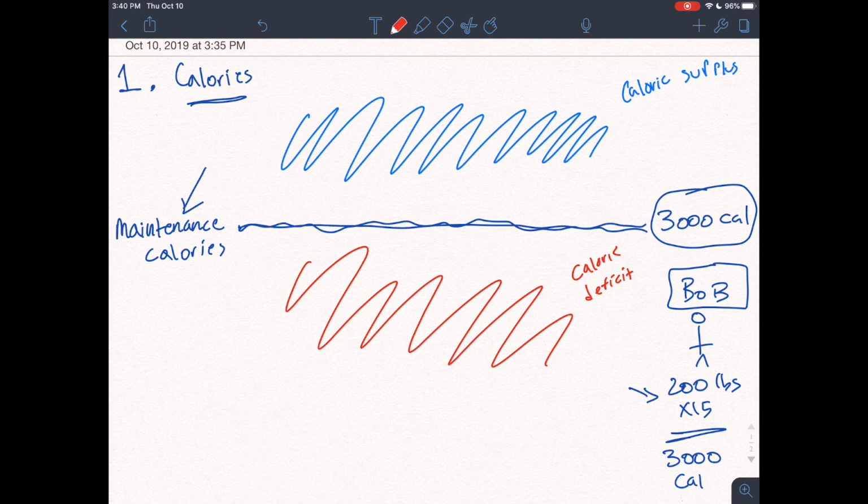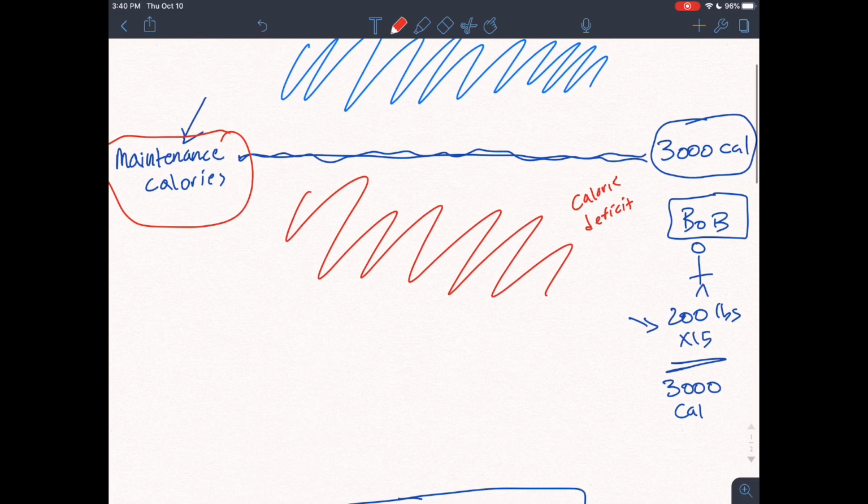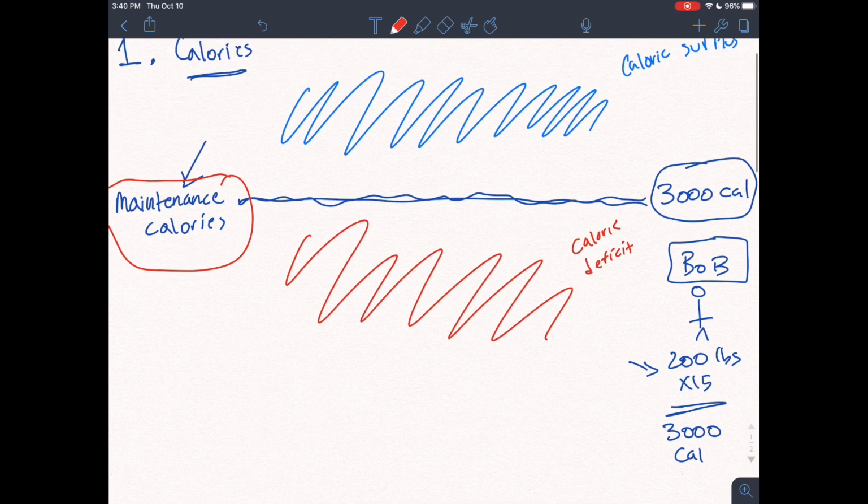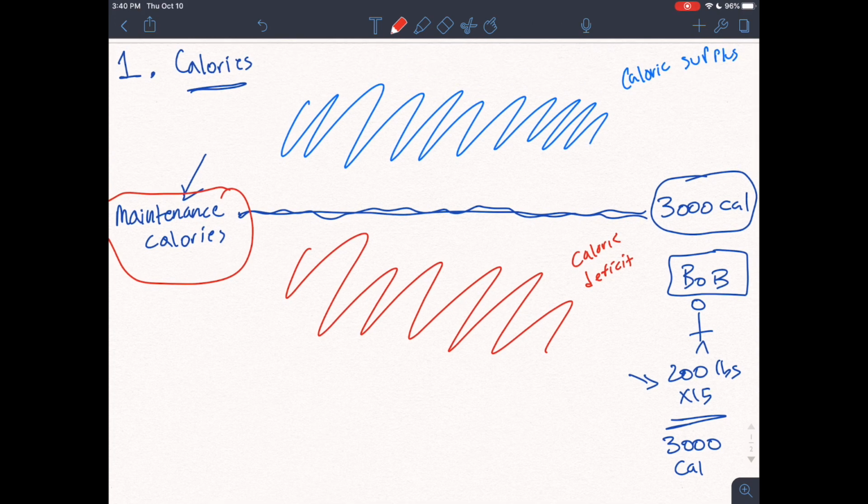Okay? So now that we have that out of the way, what you can do from here is, once you figure out your own maintenance calories, you would subtract 20 to 25% of that, and that is your caloric deficit. Now, I go over why that is in my book that I mentioned in the beginning of this video. This is just a quick version of how to calculate your calories. I go over more formulas and more accurate formulas in the book. So make sure to check that out in the description below.